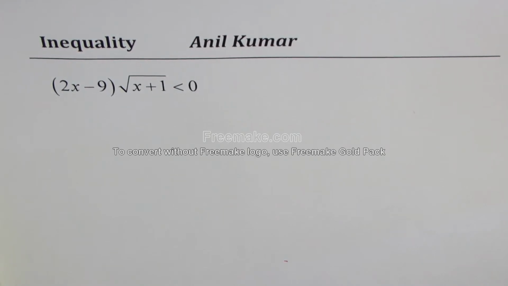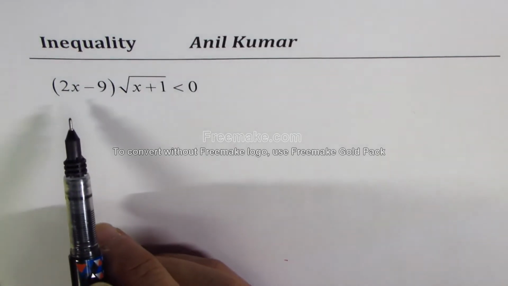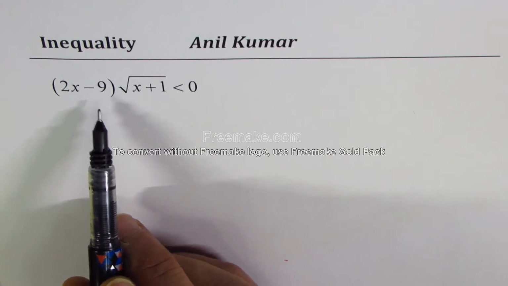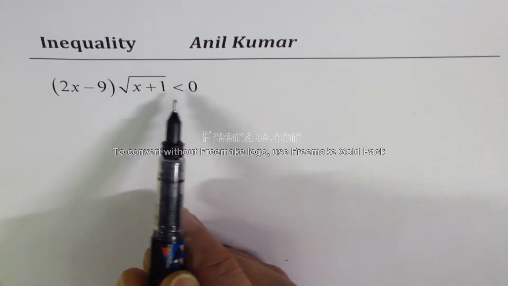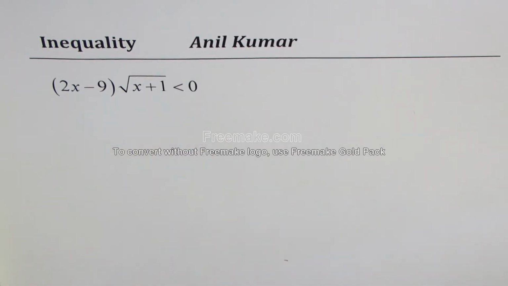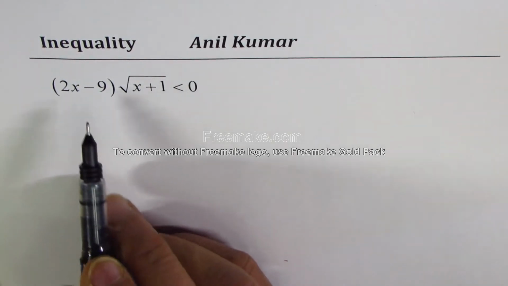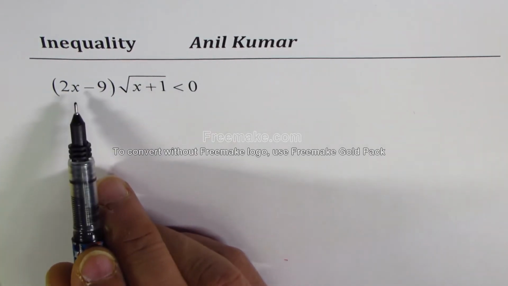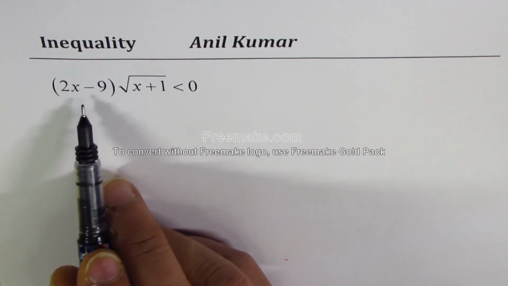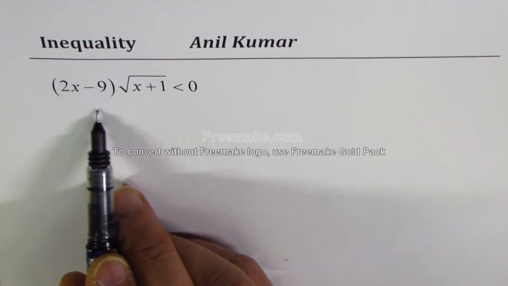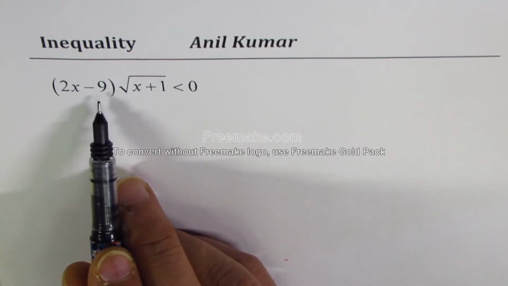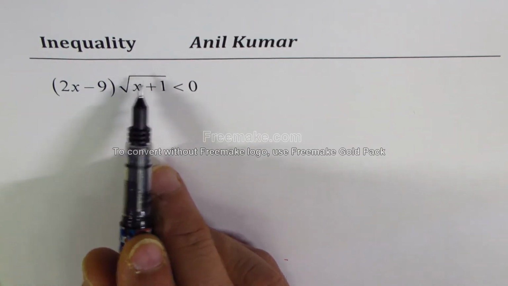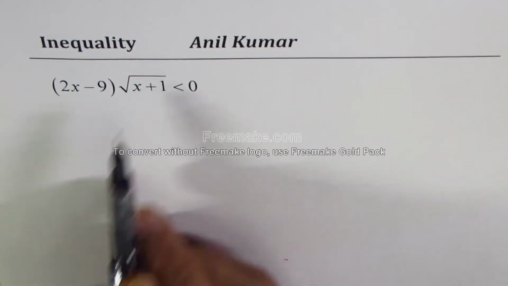We need to solve an inequality which is (2x minus 9) times square root of (x plus 1) less than 0. You can always pause the video, answer the question, and then look into my suggestions. Now that is a really good question. We have a product of two things. One is 2x minus 9, which is relevant for the entire domain. However, square root of x plus 1 has a restricted domain.